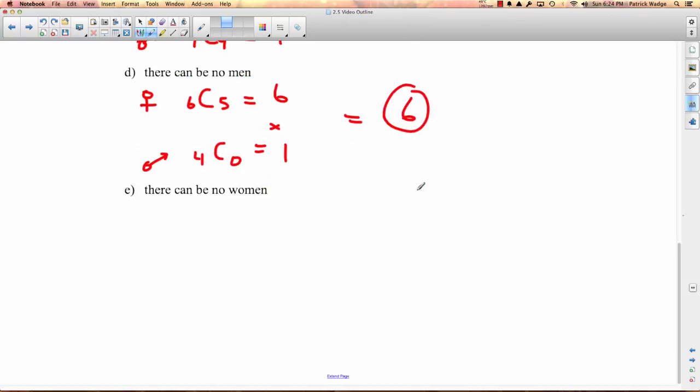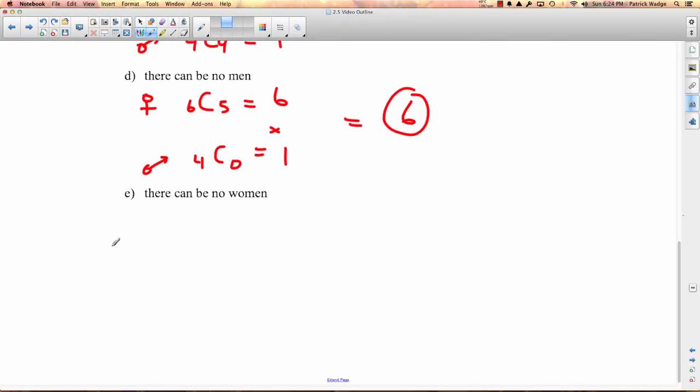If there can be no women, so women, men, you got 6 women, but they can choose none of them. None of the women can be in there. How many ways are there to choose none? Just 1 way. And you've got 4 men, and you need to choose how many? You need to choose 5 of them. Okay, what do you think? I think we have a big problem. We have 4 men and we need to choose 5 of them. This is not possible. This would be a giant 0, or I suppose you could put a no solution.